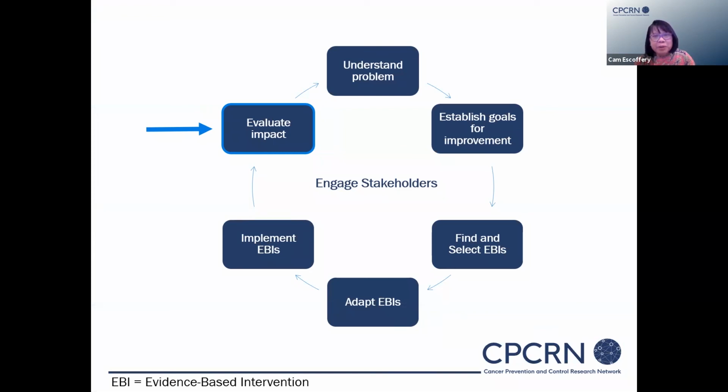You may be very familiar if you attended our past trainings of the different modules that we had. We started off with understanding the problem or health issue that you're working with related to cancer prevention and control, establishing goals for improvement to plan for the program, and finding and selecting evidence-based interventions. And then if you're not adopting the evidence-based intervention as is, we gave guidance for adapting evidence-based interventions. We talked about implementing evidence-based interventions. And today we're going to hit some highlights of evaluating for impact.